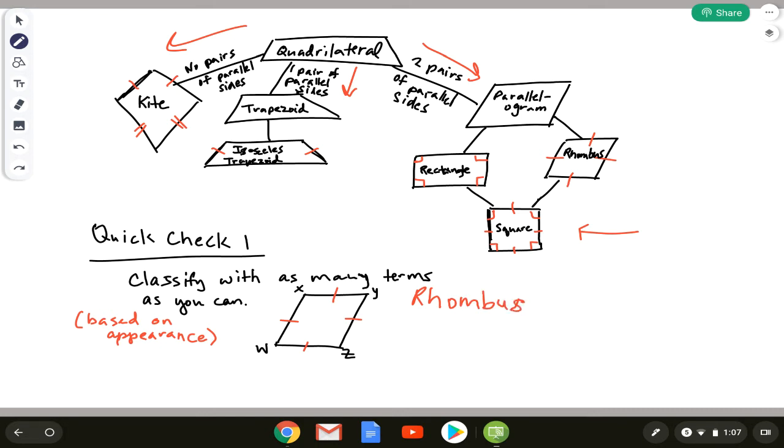Right, that's a pretty specific name. We can't say it's a square because there aren't right angles. But since the rhombus is here, they asked me to name it with as many terms as I can. So if it's a rhombus, it's also a parallelogram. That's a little more general. Okay, and then if I go further up, I can also say that it's a quadrilateral.